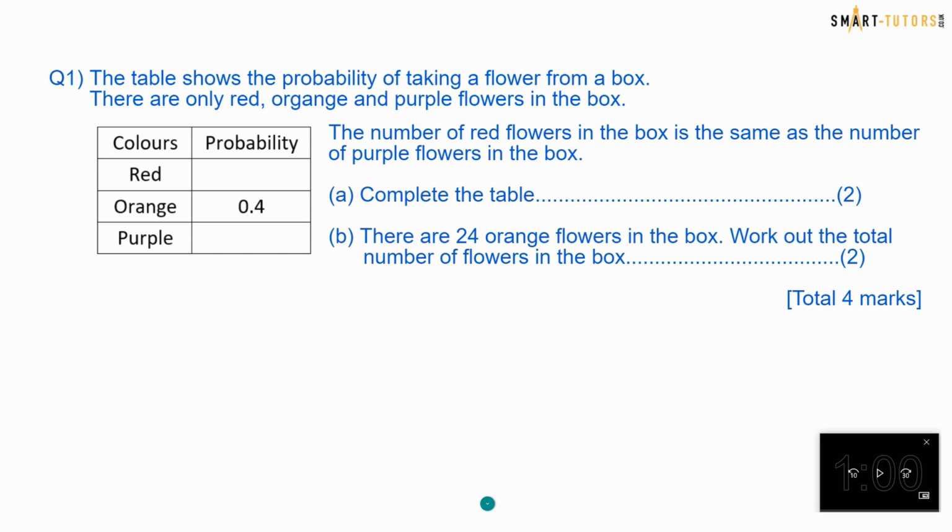There are 24 orange flowers in the box. Work out the total number of flowers in the box. That's another 2 marks question. Total is 4 marks. So let's look at how to do this question.